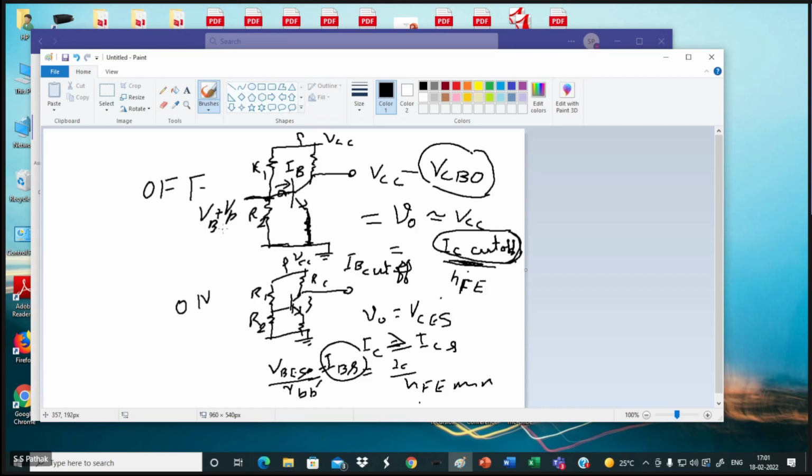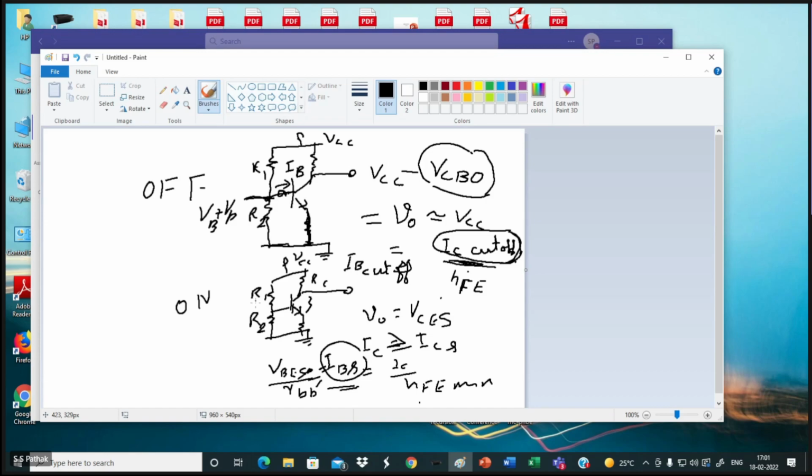VCC and VB, that actually comes as design, plus VP there. By changing these two, I can find the value of R1 and R2 such that my IB becomes IBS when this VP is applied, and then the circuit will work for the on state.